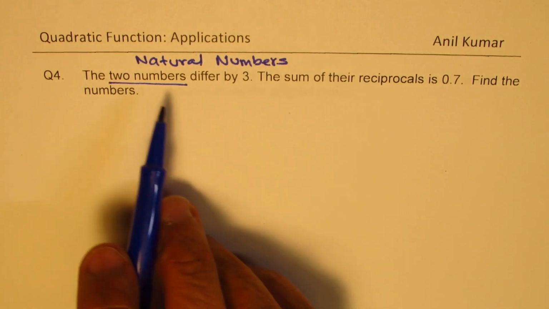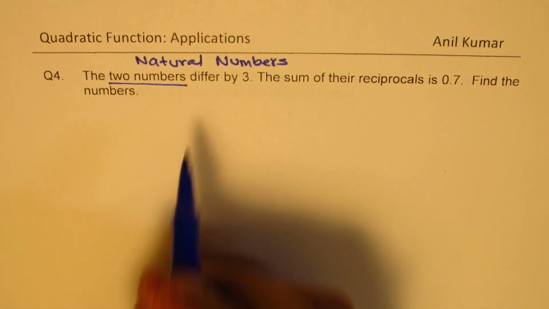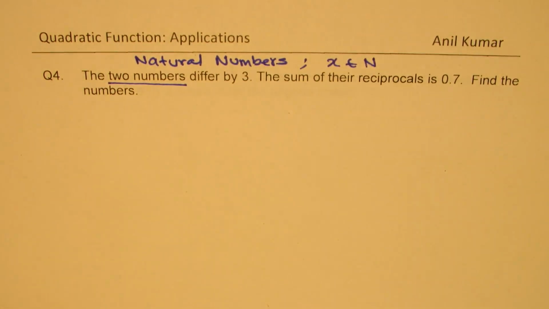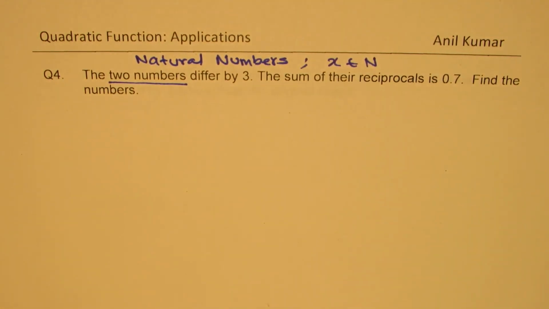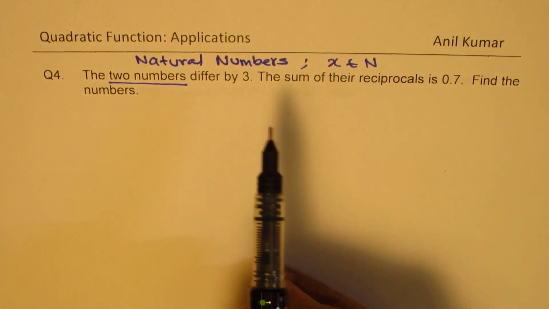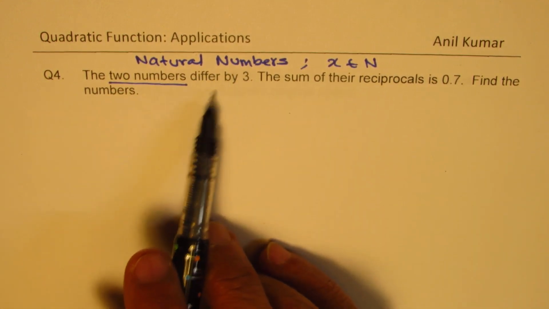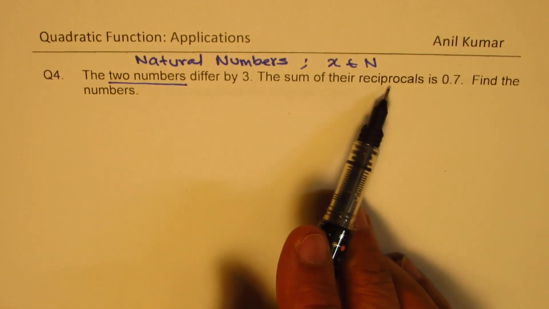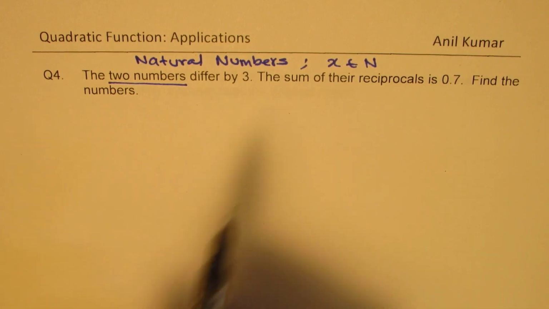So in this case, we are restricting ourselves to x belongs to natural numbers. Clear? Okay. Earlier, we got two answers, right? Integer values. Now we'll restrict to natural numbers and solve this question. It says, two numbers differ by 3. The sum of their reciprocal is 0.7.